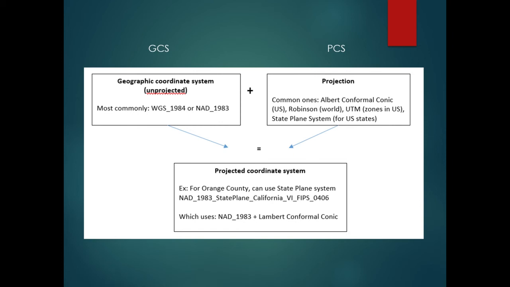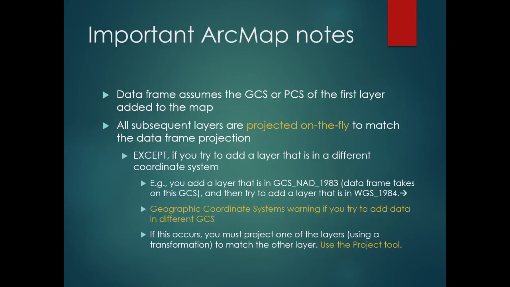So ArcMap shows you geographic coordinate systems and projected coordinate systems, or PCSs. So for example, for Orange County, we have a state plane system, a projected coordinate system, that uses GCS NAD 1983, or the geographic coordinate system of NAD 1983, and a Lambert conformal conic projection.